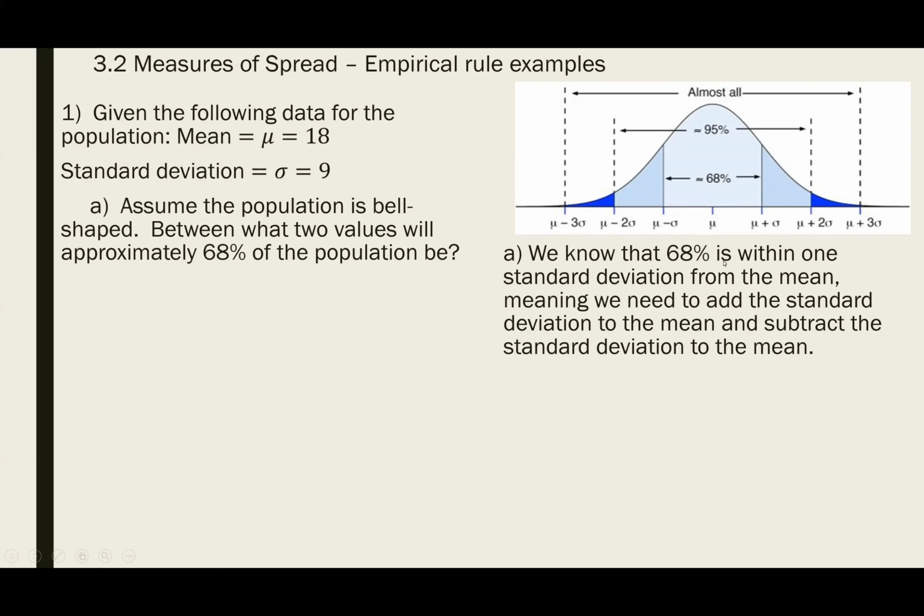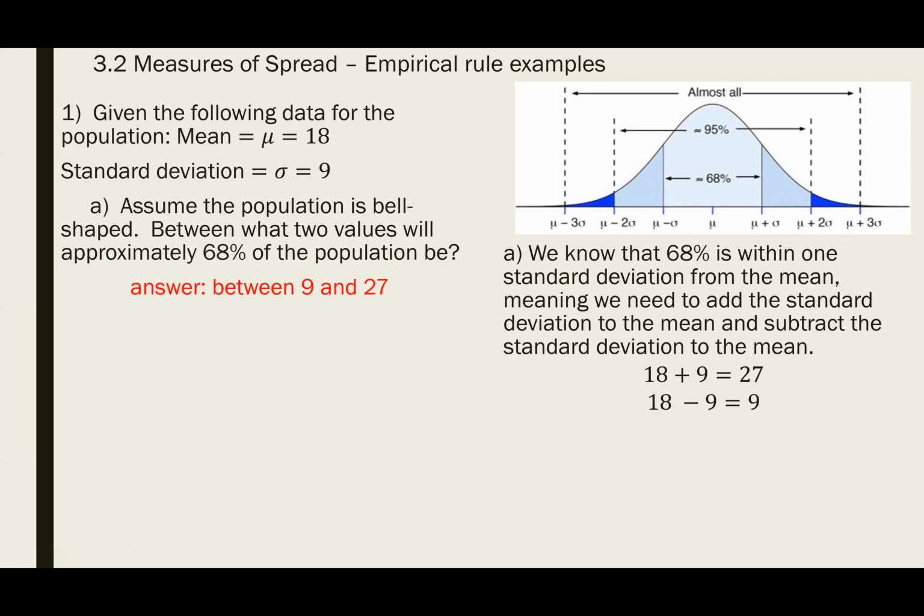Looking at this, my mean, my center, is 18, and all I need to do is add 9. Everybody see that my upper unit is 27. And vice versa, if I go to the left, I take 18 minus 9, so my lower limit is 9. Given that, the two units are 9 and 27. Those are the two units that cover 68% of my data.